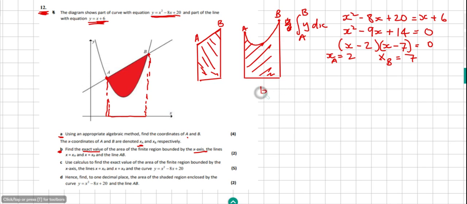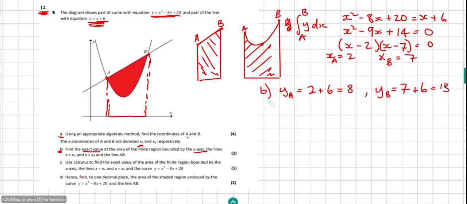In order to achieve this, we're also going to need to find the y values at these 2 points. And that's quite easy to do because we can just use the straight line equation. We can say y is equal to x plus 6. So ya is equal to the xa value, which is 2, plus 6. So that gives us 8. And yb is using the xb value. So that's going to be 7 plus 6 is 13.